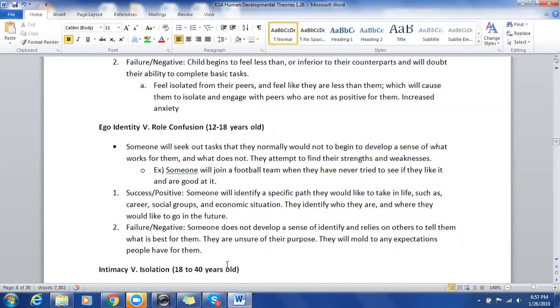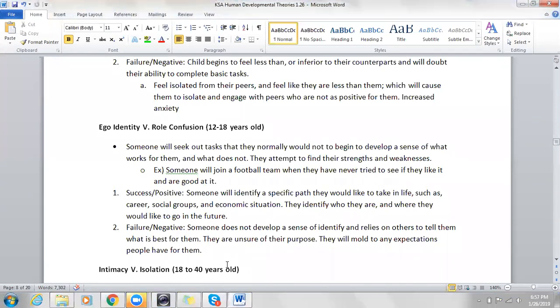The failure end of the side is where someone becomes anxious and uncertain about what they want to do, and they rely on other people to tell them what they should do for themselves because they just question everything about themselves, and they have low self-esteem, and they will mold to any experiences or expectations other people have on them. This is what we like to call people that are kind of chameleons. They will adapt and overcome to any environment they're in.